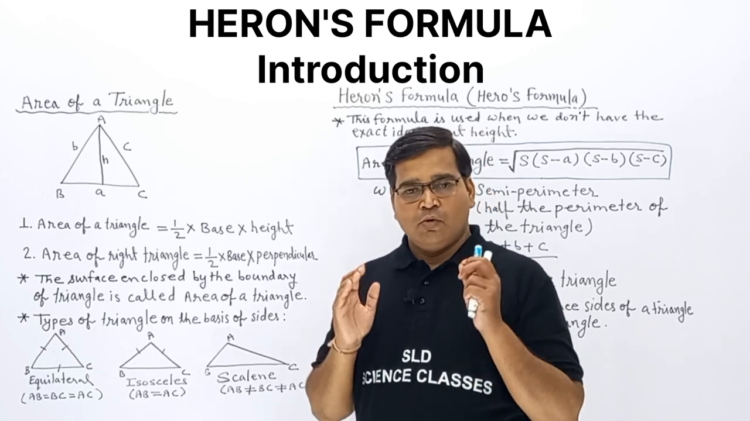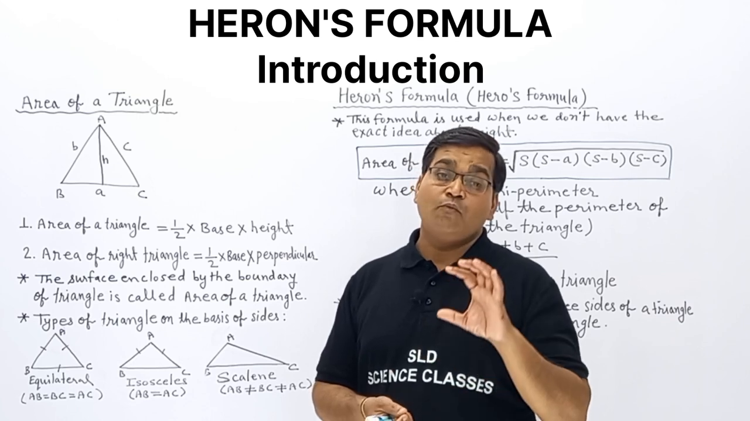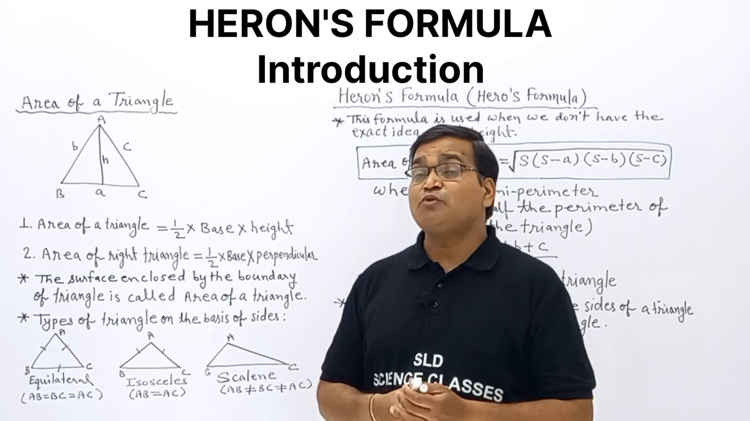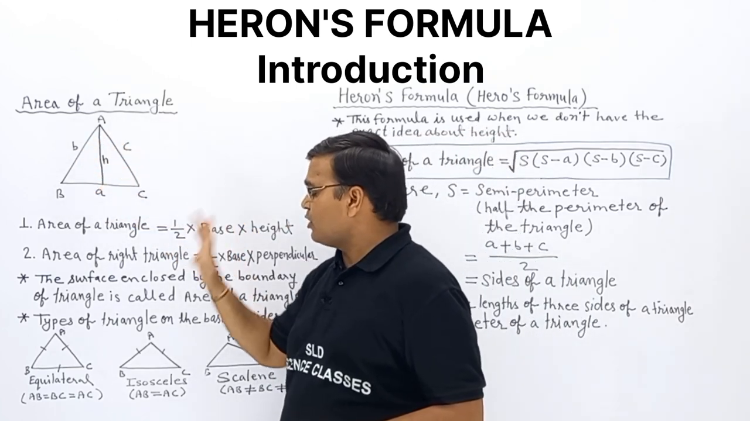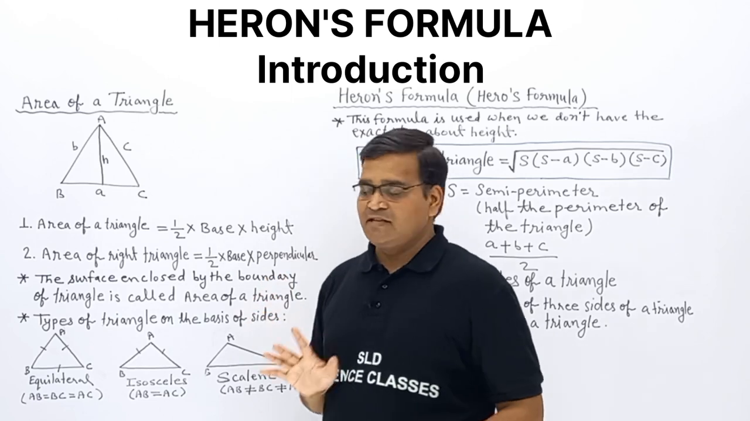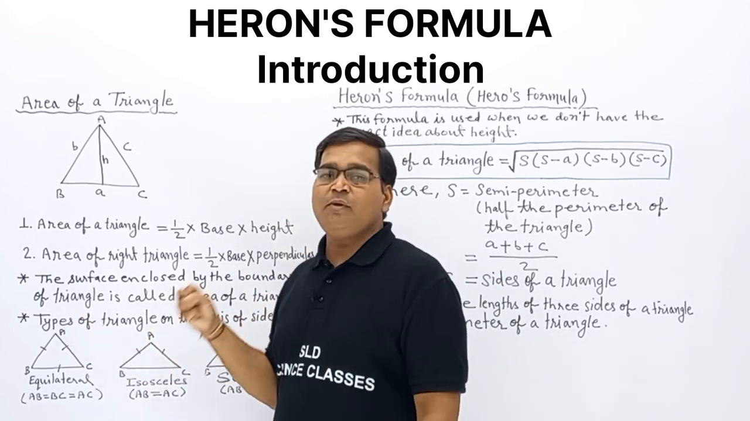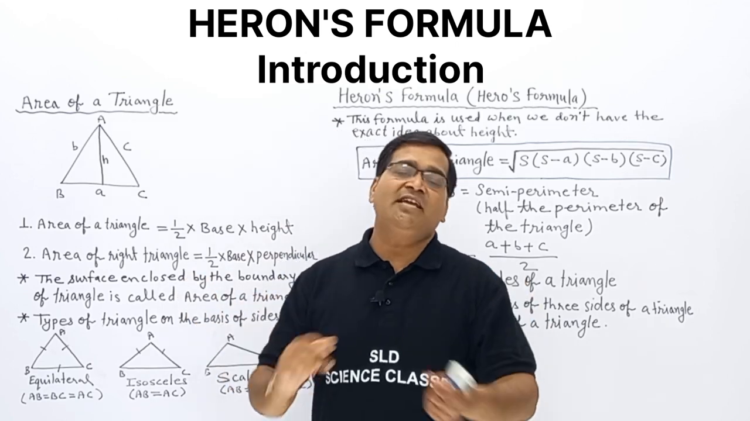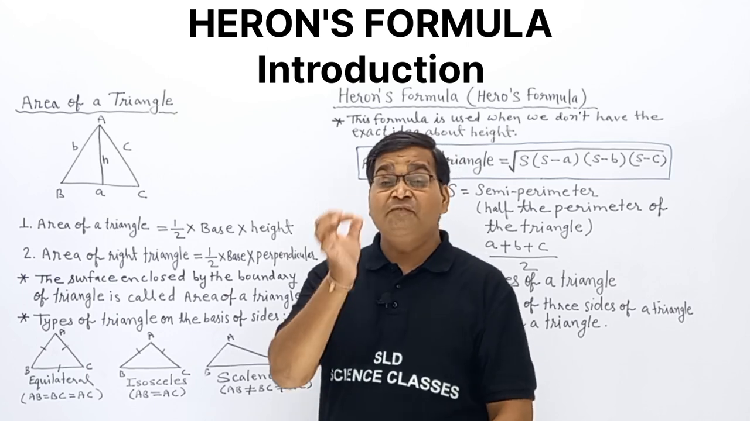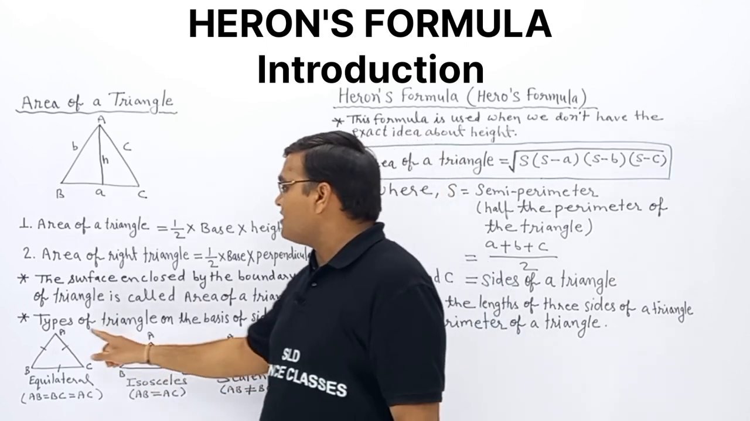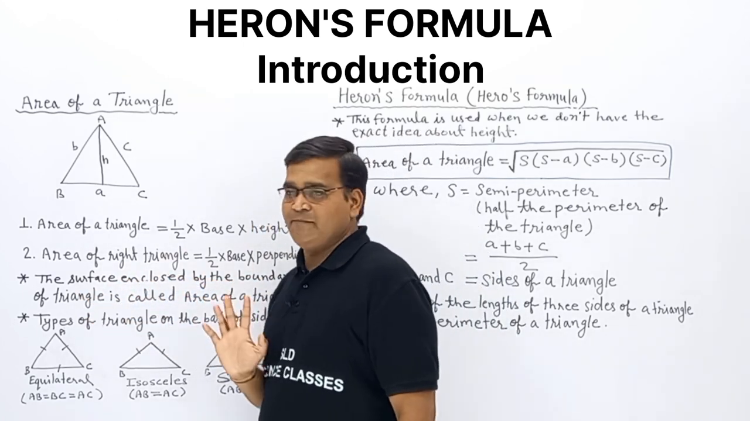So we have discussed three types of triangles: equilateral, isosceles and scalene. And our task is to find the area. So what is the area of a triangle? How do we define area? These are all triangles, ABC, this one and this one. First we should know the definition of area. The area is the surface enclosed by the boundary of the triangle.